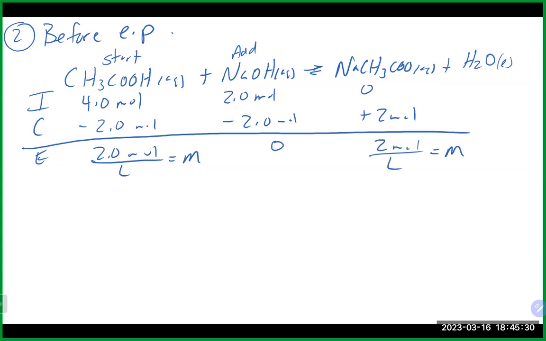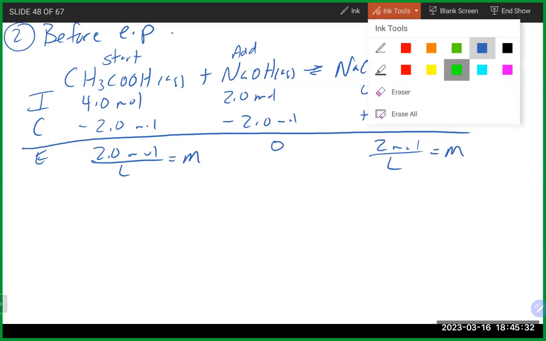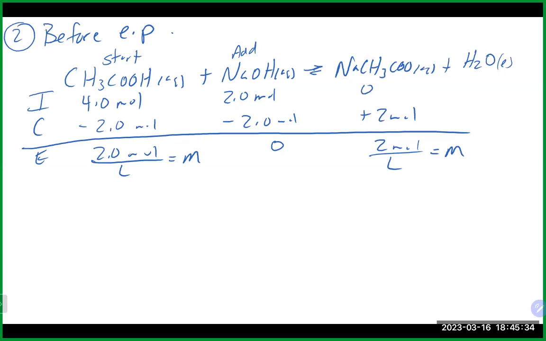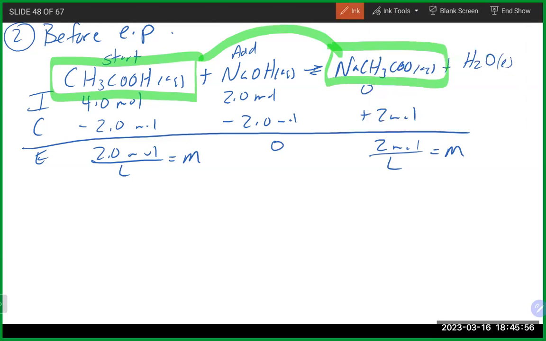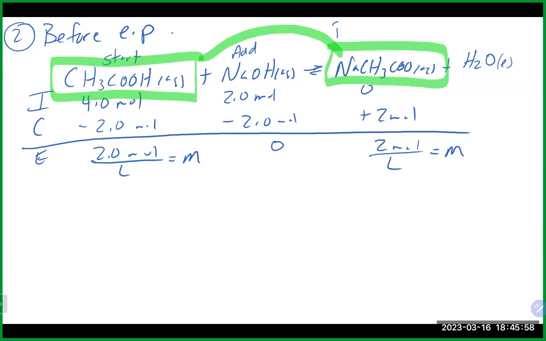And again, if you're not sure how to get to the pH or what is going on, look at your ice table. We have this one right there and this one right here. That's acetic acid and sodium acetate. Are they related to each other? Yes, they are a conjugate pair, which is also known as a buffer. So you basically just created a buffer in this situation.